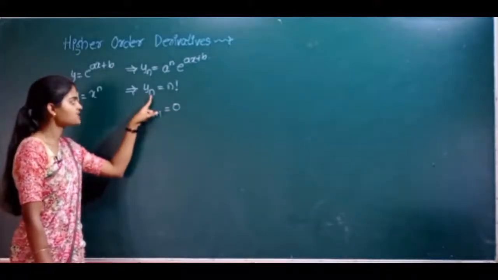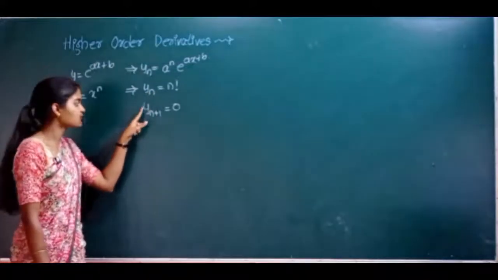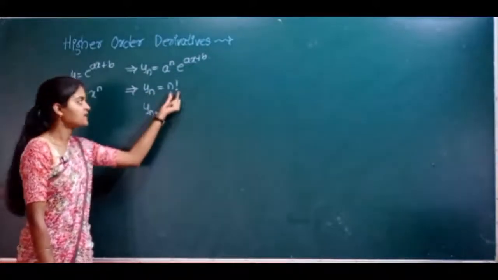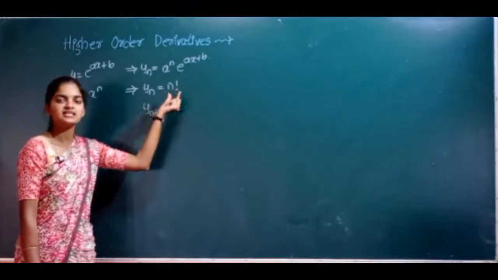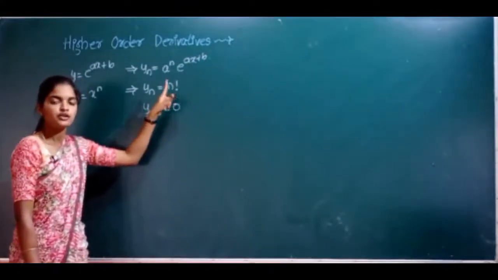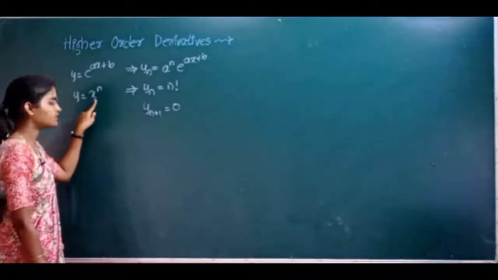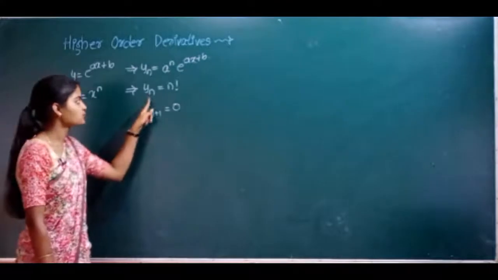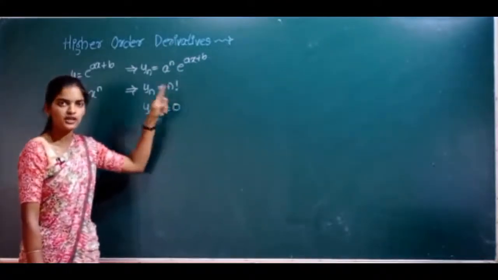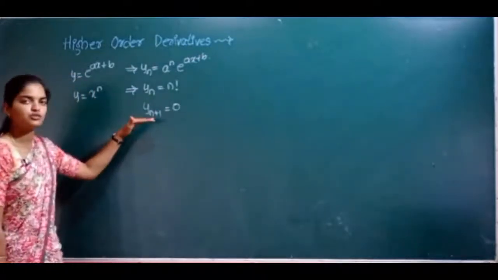What is the nth derivative? Then the next derivative will be n plus 1, therefore that will be yn plus 1, and as n factorial is a constant, its derivative we will get 0. So in the exam, for the function x raised to n, they may ask you to prove yn is equal to n factorial or yn plus 1 is equal to 0. Yes, you must know this.